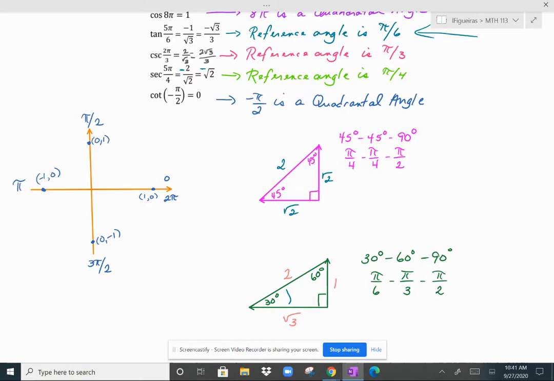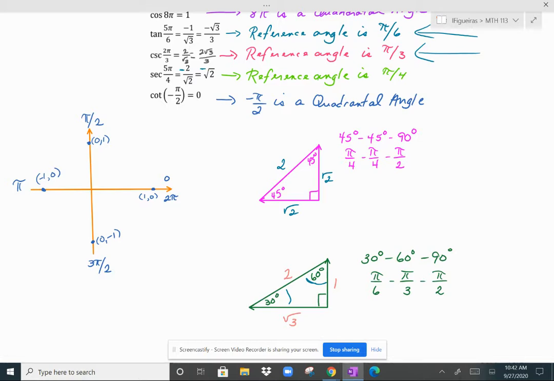Cosecant, 2 pi over 3, has a reference angle of pi over 3, which is a 60-degree angle. And so cosecant is the reciprocal of sine. Sine is opposite over hypotenuse, so it's hypotenuse over opposite. So it's 2 over root 3, which is exactly what you see right here. And then rationalize it, you get 2 root 3 over 3. 2 pi over 3 is in quadrant 2. Sine is positive in quadrant 2, so we don't need to adjust for the sign.